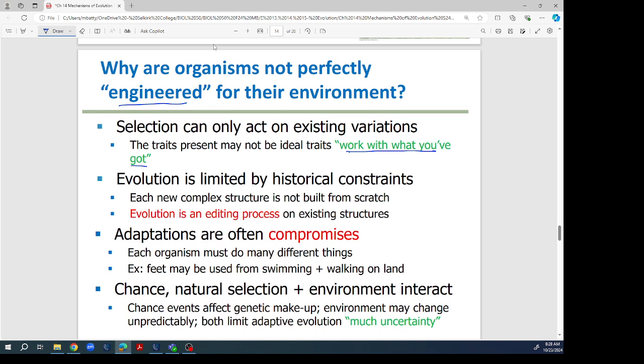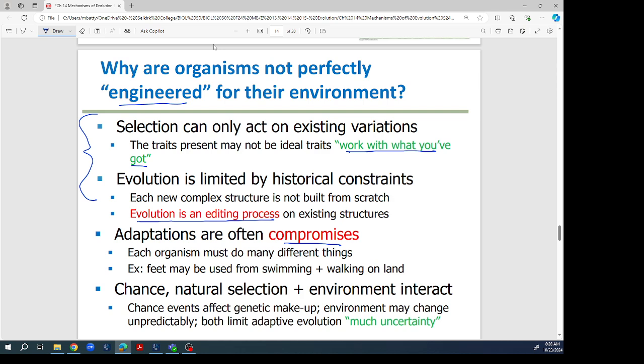The other thing is evolution is limited by historical constraints. Evolution, again, is just an editing process, right? We're not creating things from scratch. I think those two are pretty similar things. And adaptations are often compromises. They're not necessarily the best ever, but they're the best of what we've got.